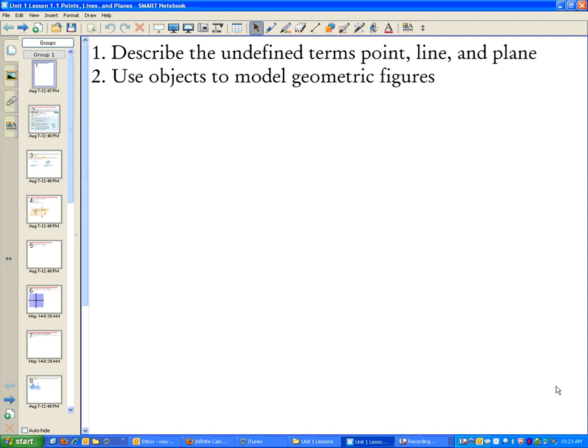You with me? All right, so I always give you the learning targets, and I always put them up here on the screen when we start, so we don't just blow them off. They're kind of important. So we're going to be able to describe the undefined terms, point, line, and plane, and we're going to use objects to model geometric figures. All right? Both of these things are fairly doable. So let's take a look at page 5.